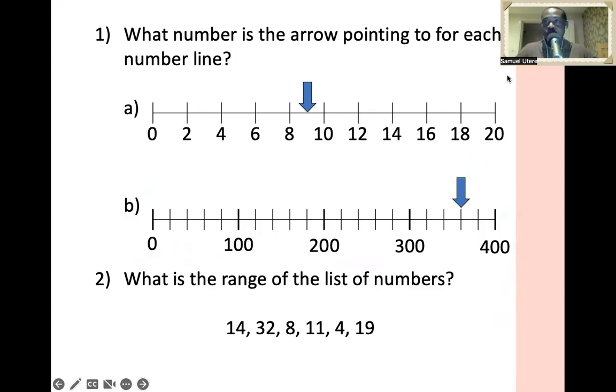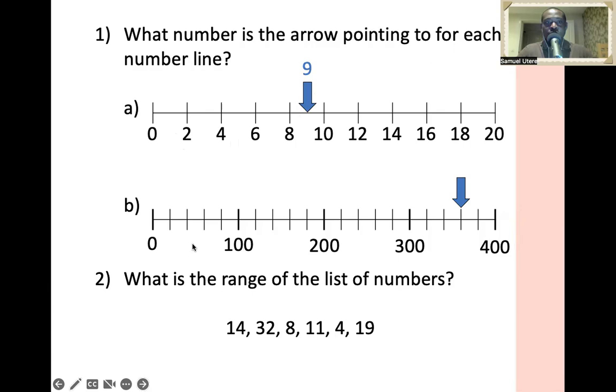I would like you to do these retrieval practice questions in 2 minutes. Okay, assuming you've answered these questions, here are the answers. Let's discuss them. So for the first one, you were asked what number is the arrow pointing to for each of the number line. For this one, we can see that the intervals, I hope you haven't forgotten how we read intervals. You can see that the intervals, their value is 2. You have from 0 to 2, 2 to 4. So if from there to there is a difference of 2, then it means halfway has to be 9. All right. So that should be 9.